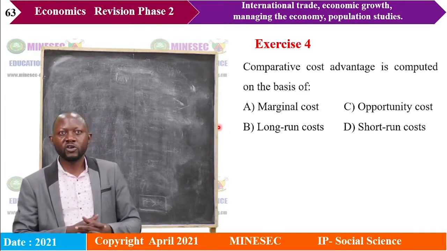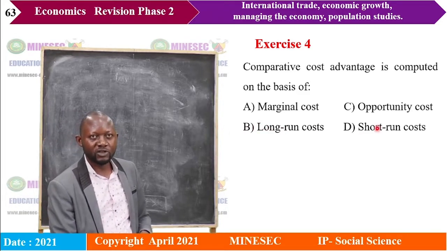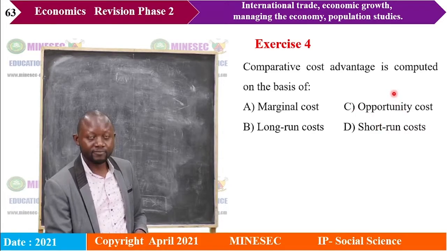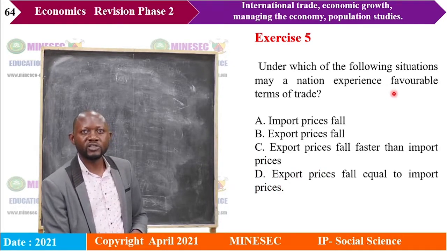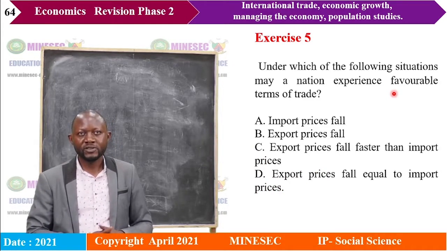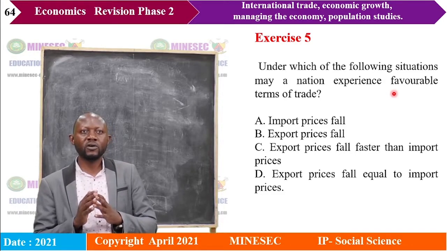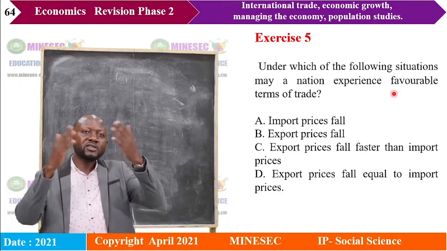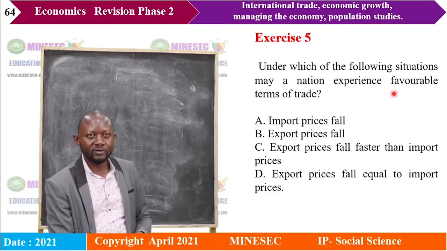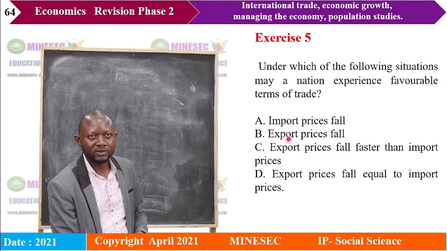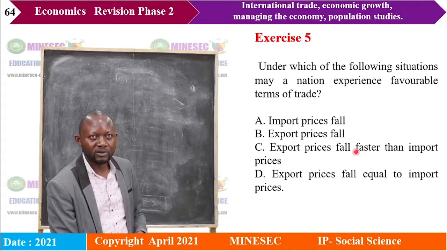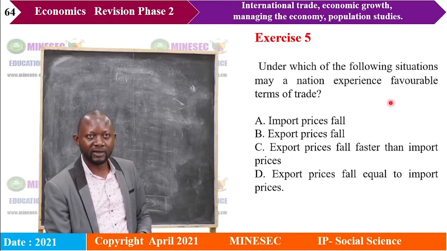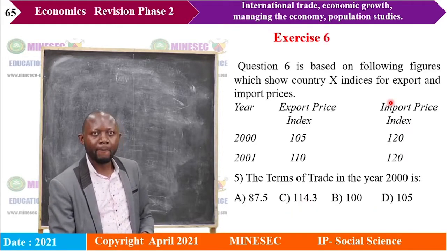Comparative cost advantage is computed on the basis of, from our definition, the right answer is C, opportunity cost. Under which of the following situations may a nation experience favorable terms of trade? We have earlier said favorable terms of trade will occur either when export prices are rising or import prices are falling. So we'll look at the various alternatives: import prices fall faster, export prices fall equally. Right answer is A, import prices are falling. Therefore, export prices are higher than import prices. Next question.